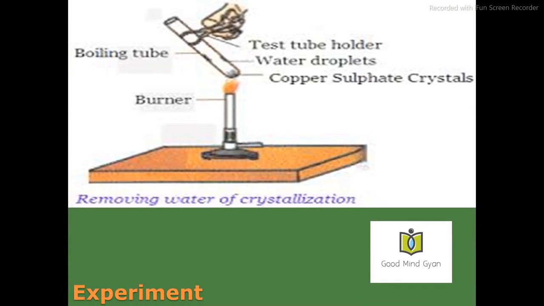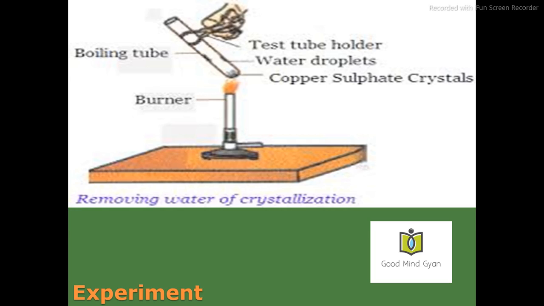Let us see an experiment. In this experiment, we have to take a hard glass test tube, or a single test tube, where you will be placing copper sulfate crystals and you will be heating the boiling tube on a Bunsen burner. You have to clamp it in a tilted position in such a way that the condensed water may not slip back and crack the test tube at its hot end.